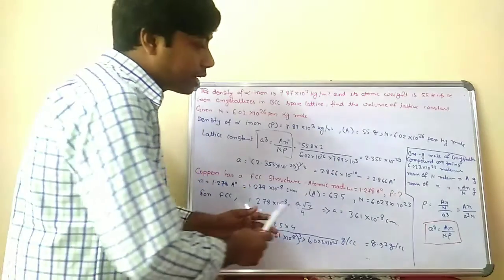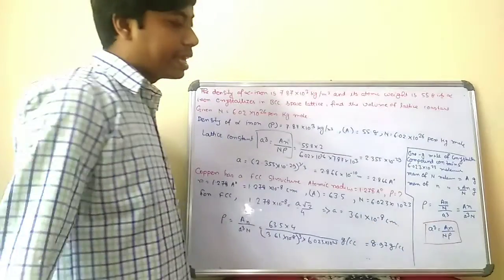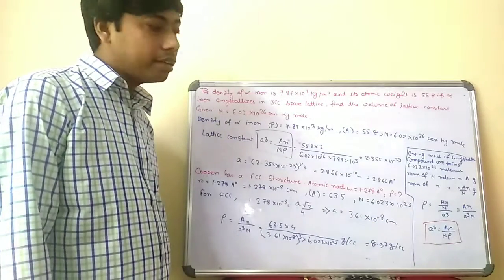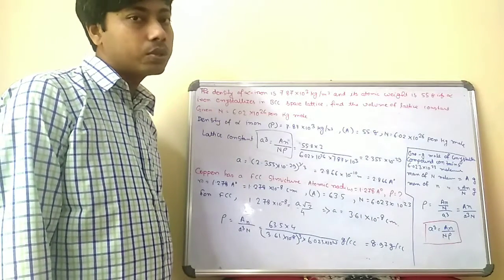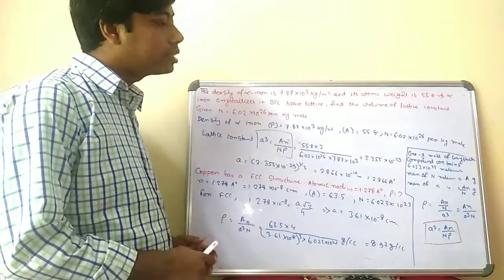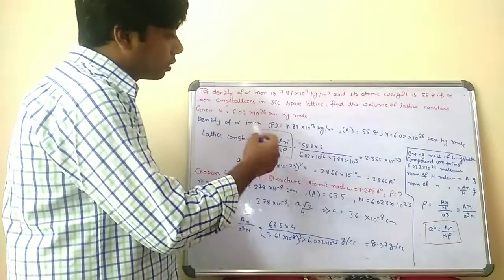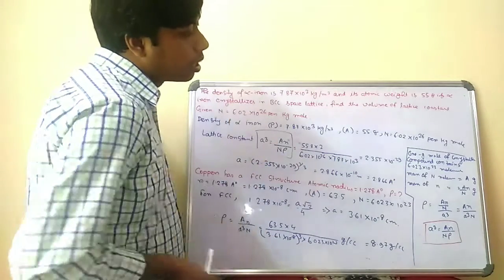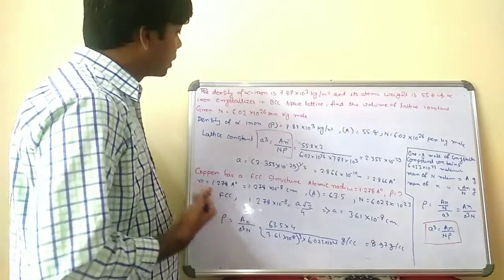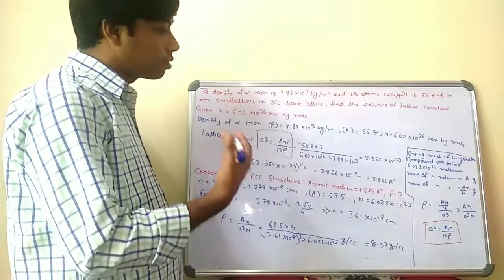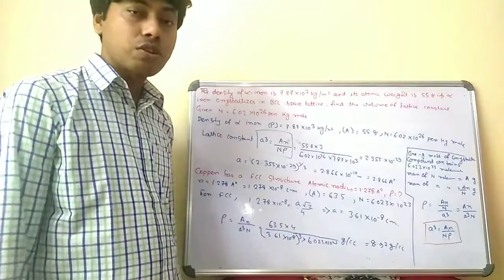Okay, so it is a very important formula, that is a³ is equal to A into n divided by N into rho. You should remember it, because it is easily used to calculate the density as well as the lattice constant.